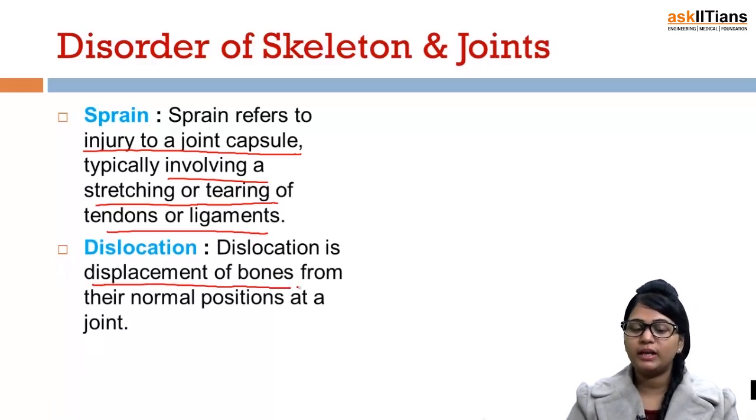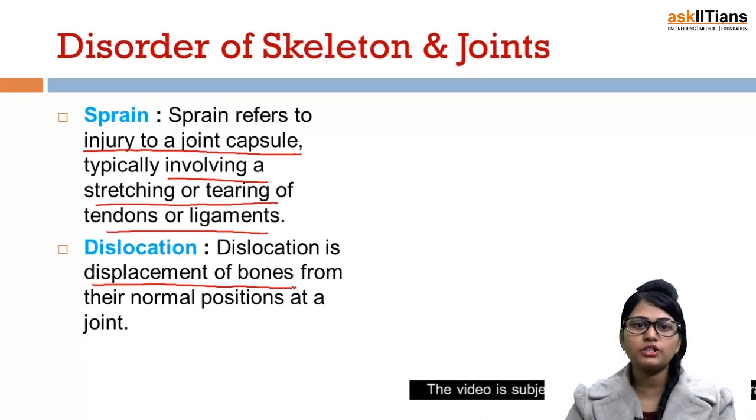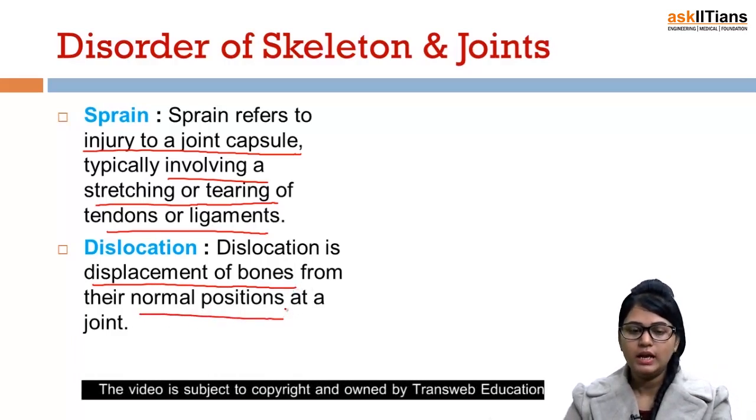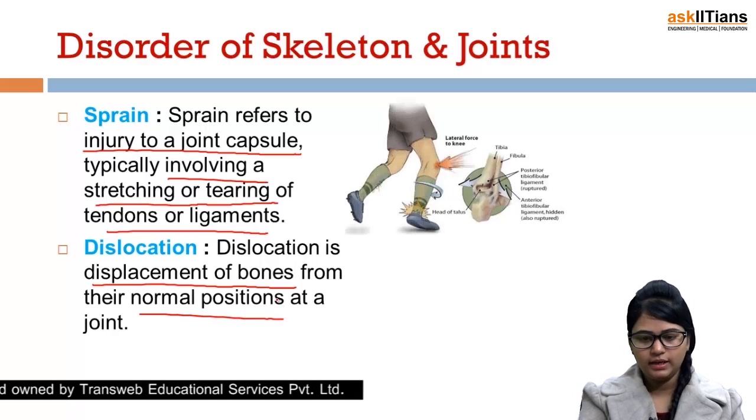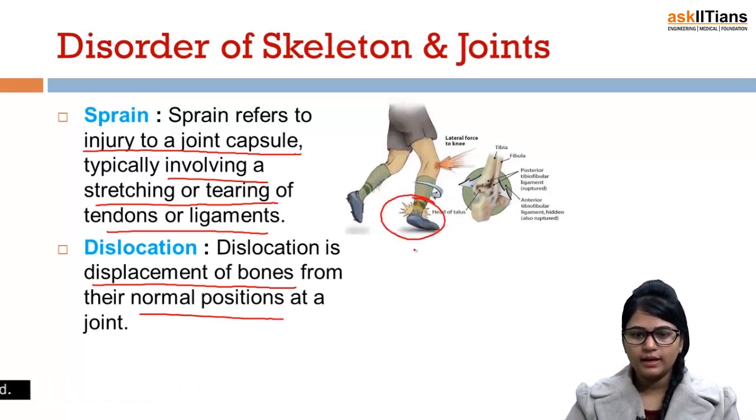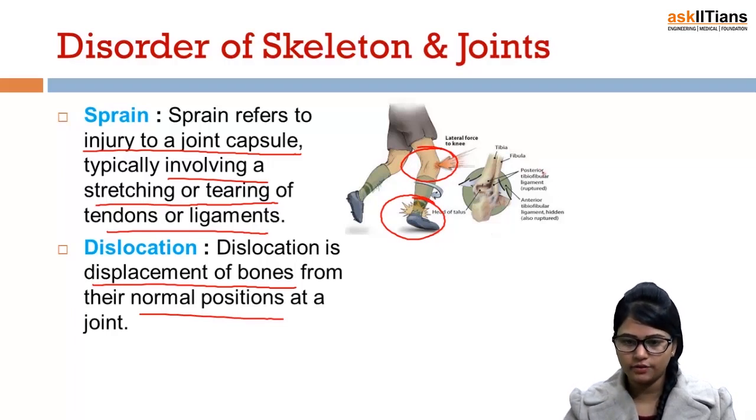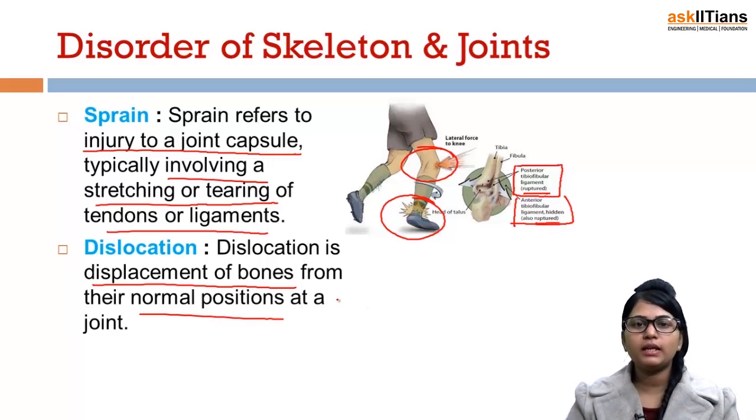Dislocation is displacement of bones from their original position, from their normal position. So let's have a look at this sprain factor. In this diagram you can see here is the ankle sprain, here we get the knee sprain, and look at this diagram. This is the ligament, posterior tibiofibular ligament, that's ruptured. Anterior tibiofibular ligament, that's hidden, it's also ruptured. So sprain is involving either stretching or rupturing of tendons and ligaments.